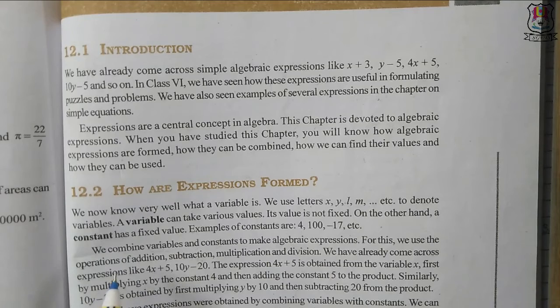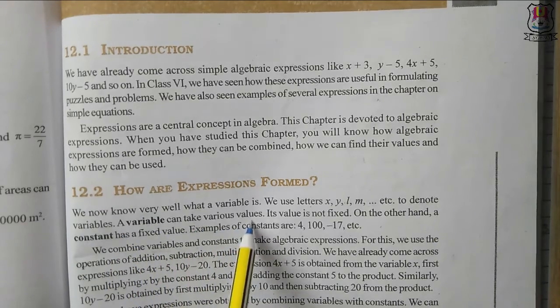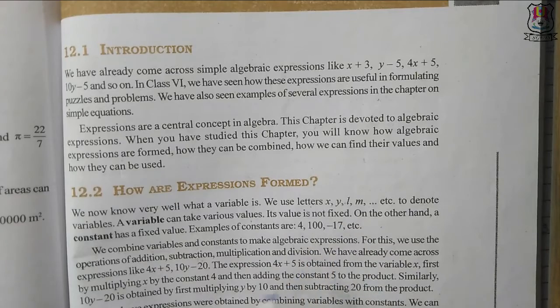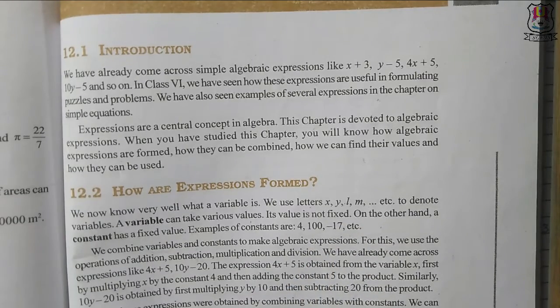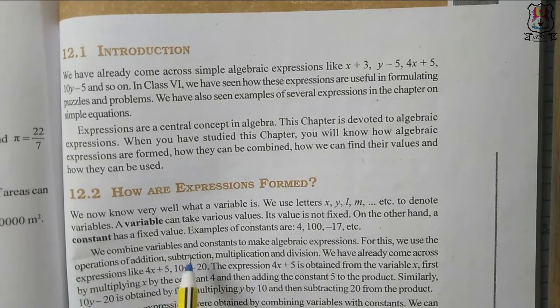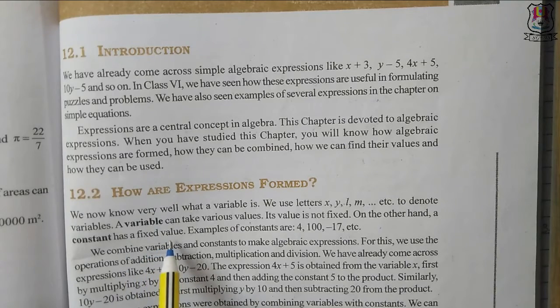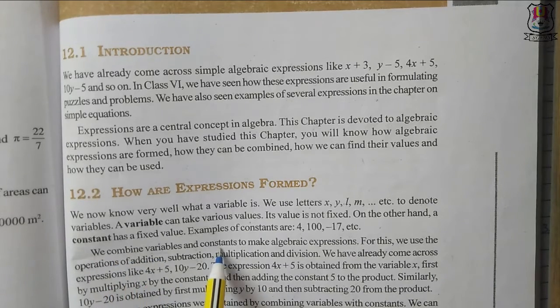Now what is exactly the meaning of variable? The value of a variable varies. Varies means the variable can take various values. Its value is not fixed, so a variable can have any value. On the other hand, the constant has a fixed value throughout the expression. So expressions are formed by using two things, that is variable and constant.